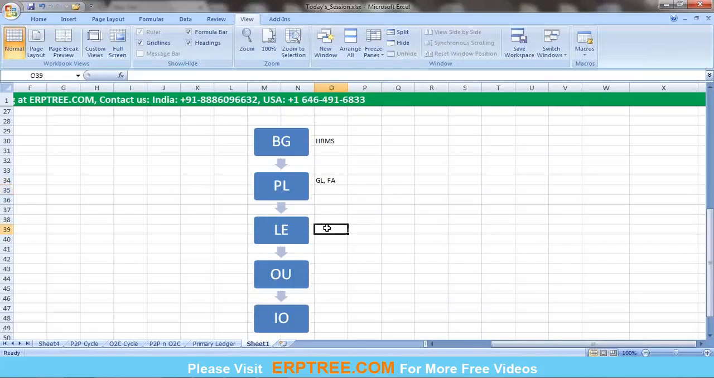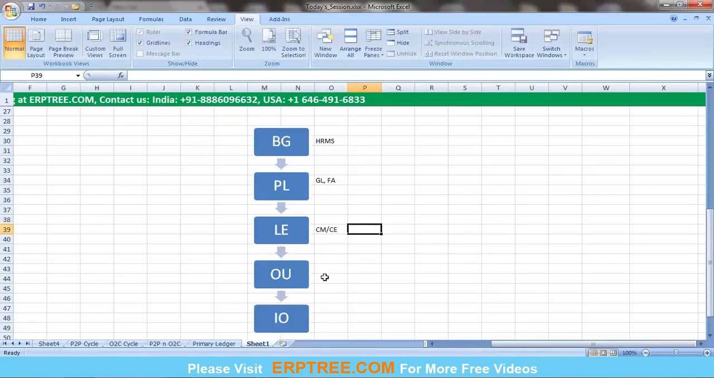And at the legal entity level, the LE level, what modules can we manage? At the legal entity level you can manage CM, cash management, or say CE, cash entry system, both are the same. You can call it CM or cash management application.